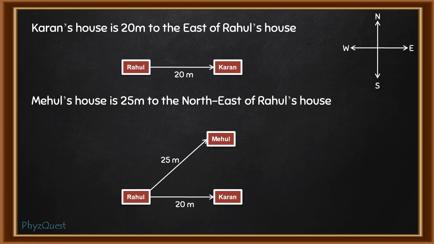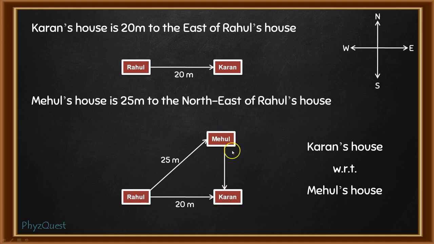Our question is to find out, see this is Karan's house, this is Mehul's house. So our question is to find out Karan's house with respect to Mehul's house. This is our question. We have a pictorial representation here, but we exactly don't know the position of Mehul's house with respect to Karan's house. Mehul's house can be exactly north of Karan's house, or towards here, or towards here. It cannot be anywhere. We have to deduce that by using a certain law.